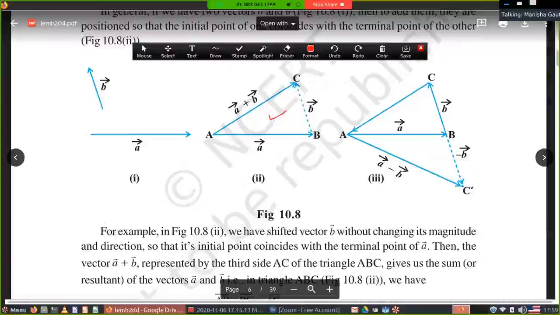How to subtract? If vector A is given and vector B is given, and AC is the vector given here, the direction is this one. Now B moves downward, then you will get the negative of B, that is minus of B. When you go A to B and B to C, and join A to C, you are getting vector A plus minus of vector B. It means vector A minus B.